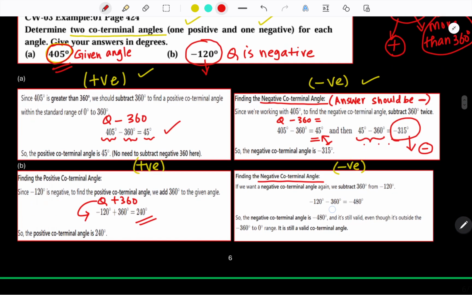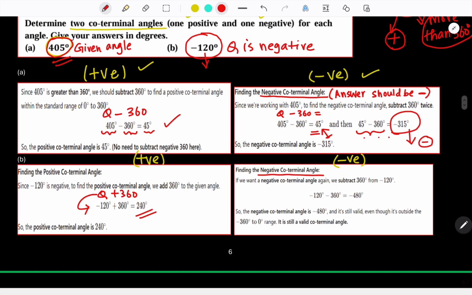So I took the given angle minus 120. Sorry, 405. 405 minus 360 is 45 degrees. It is negative? No. So what I need to do, one more time I have to make a round and subtract 360. So my answer is minus 315. Let's come to the next question.